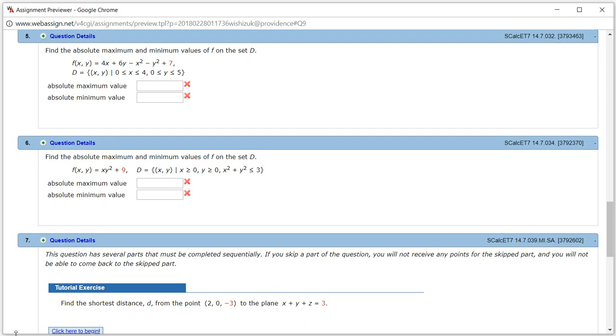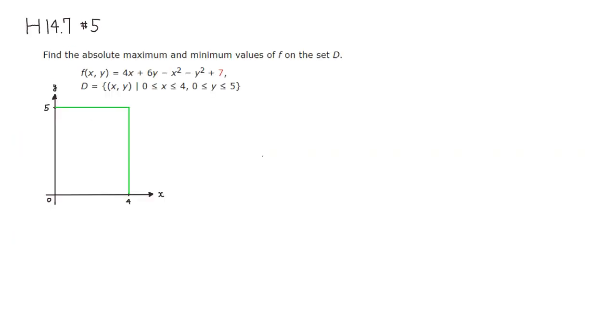Alright, let's look at homework 14.7, problem number 5. We want to find the absolute maximum and minimum values of the given function f over the given set D. So I drew D. D is where x is between 0 and 4, and y is between 0 and 5. So D is this rectangular region.